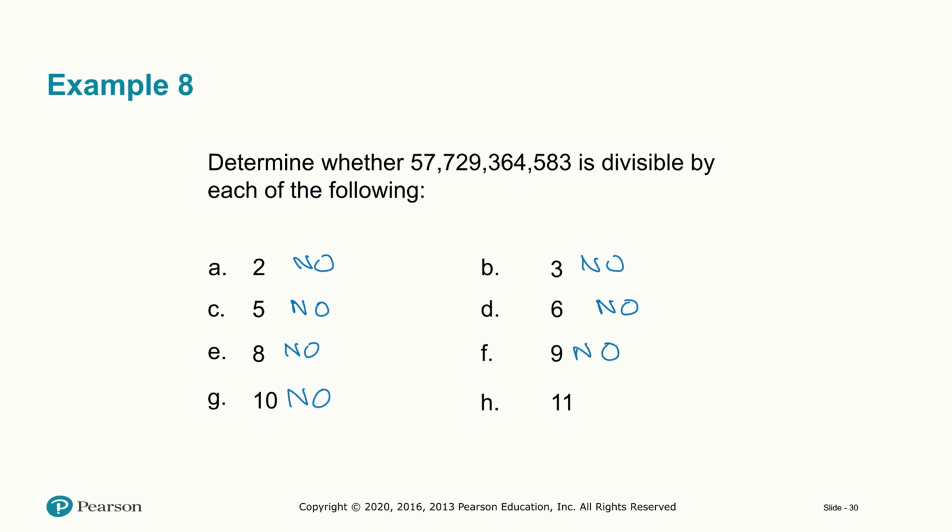So let's face it, they probably gave us this example just so that it works with 11, right? So remember, for 11, you want the sum of the digits that are even powers of 10 minus the sum of the digits that are odd powers of 10 to be divisible by 11. In other words, 11 should go into that sum.